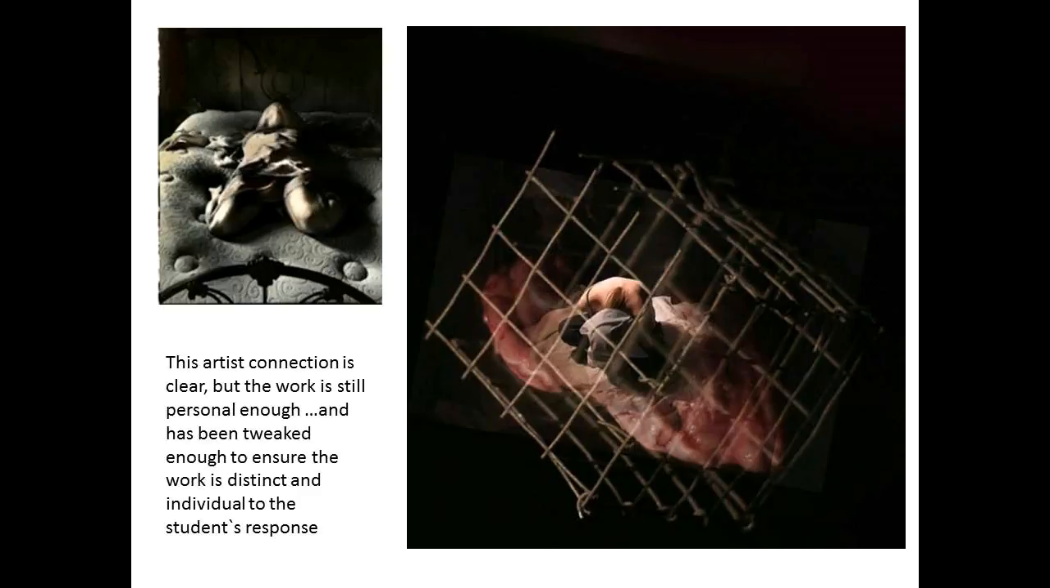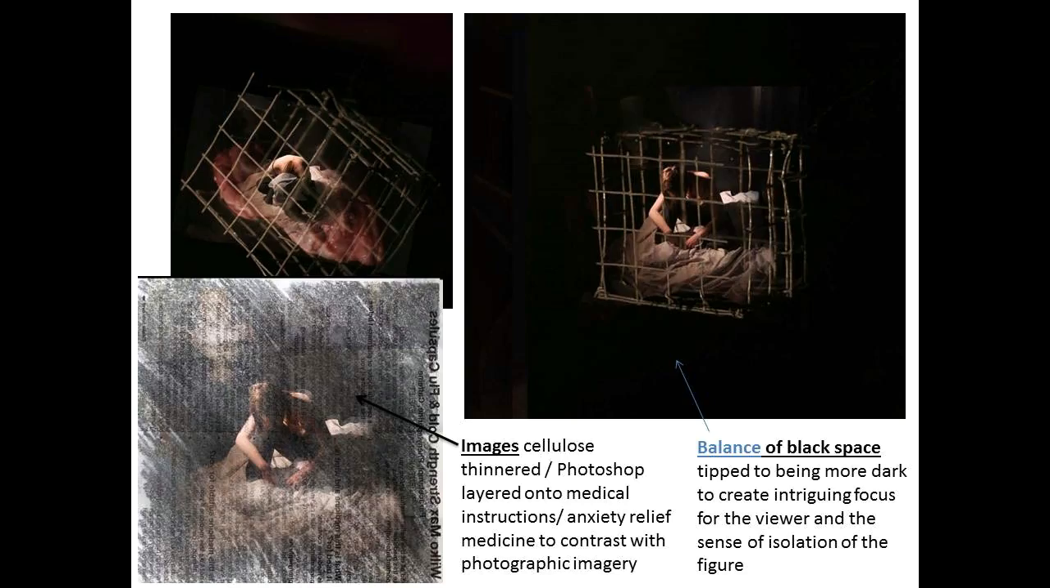The student decided to really increase the amount of black space and use that blackness to create focus and intrigue for the viewer. At the same time, they took the idea further by using cellulose thinner and layering her medical instructions to do with anxiety relief, just to push that idea a little bit further. So sometimes think about what could you layer into images that isn't an image. Could it be something information based? Think about the word itself. That's really, really key.